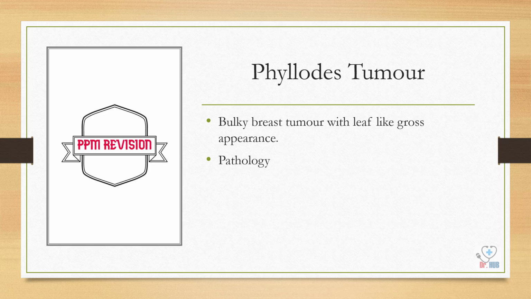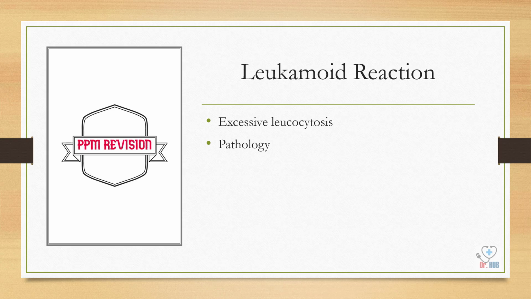Next, we have Leukemoid reaction. So this is a very interesting topic. Here there is reactive excessive leukocytosis that is present, and it is similar to that of leukemia, but here the clinical features such as splenomegaly, lymphadenopathy and also the hemorrhages are usually absent.